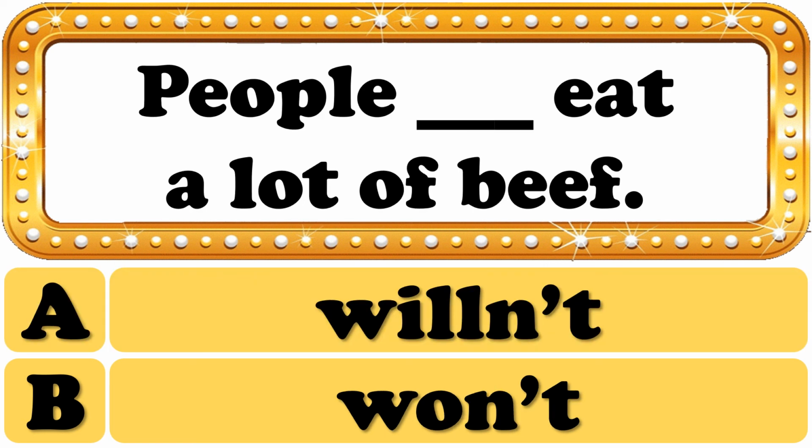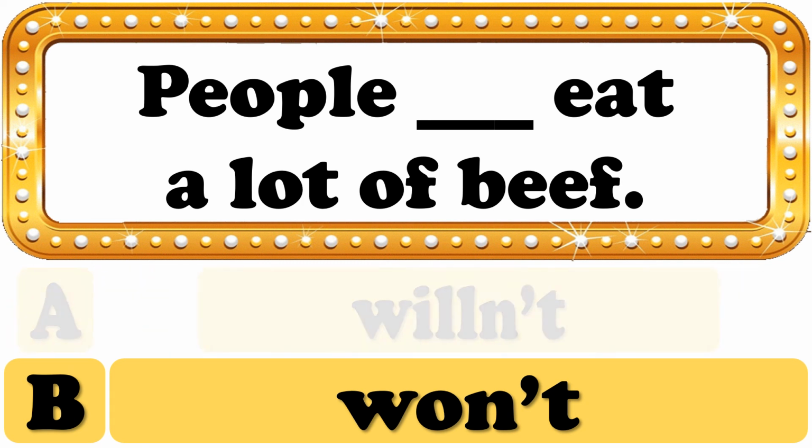A or B? What do you think? The answer is B. People won't eat a lot of beef. And remember, beef comes from cows, so that's in things like hamburgers or steak. And it's a really big problem for our environment to have so many cows around and just eating them for beef. So hopefully people will slow down on the beef a little bit.